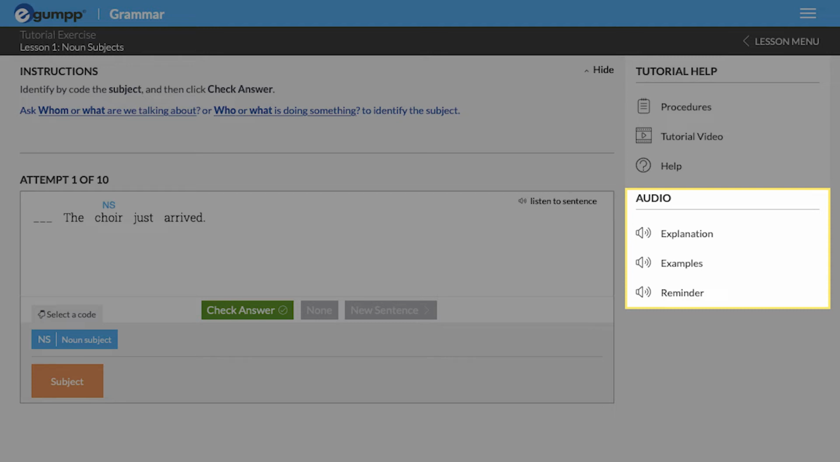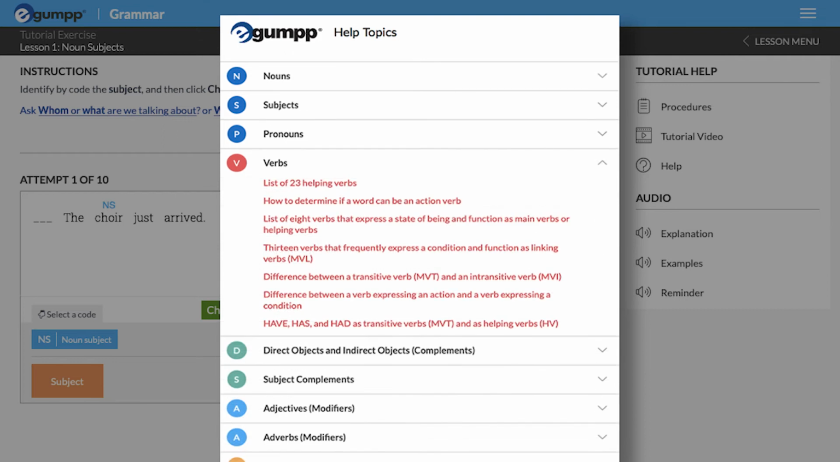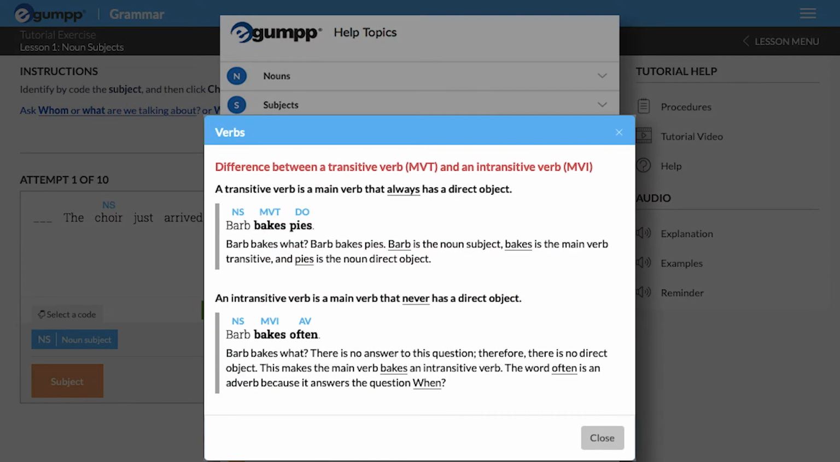Listen to the audio explanation for a brief explanation of the word function to be identified. Listen to the example to learn how all words starting with the subject should be identified in a sentence. Listen to the reminder for a brief reminder of how to identify the word function required in the instruction. Also, click on Help and then click on a word function for information about a word function and for an example of a coded sentence.